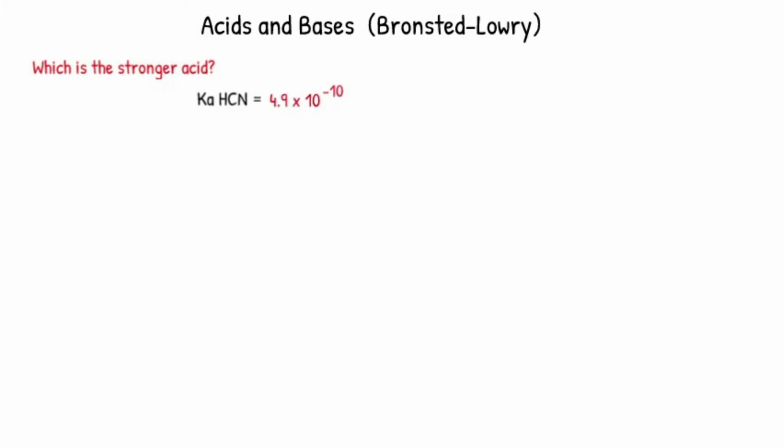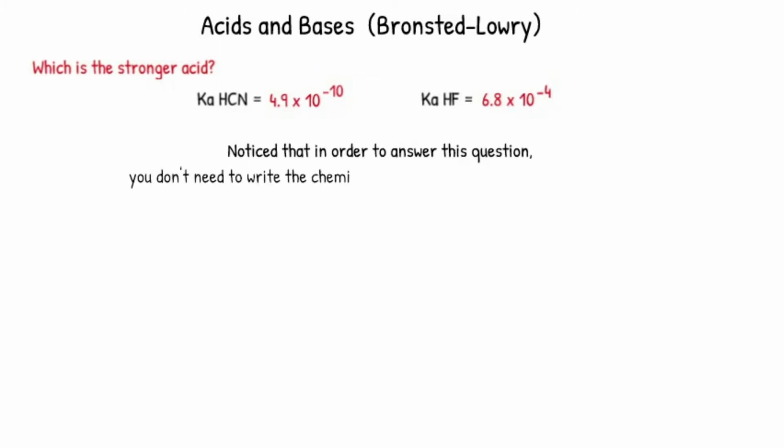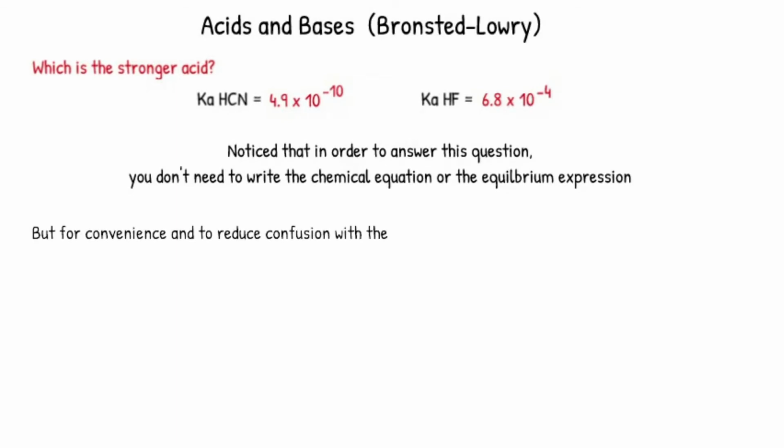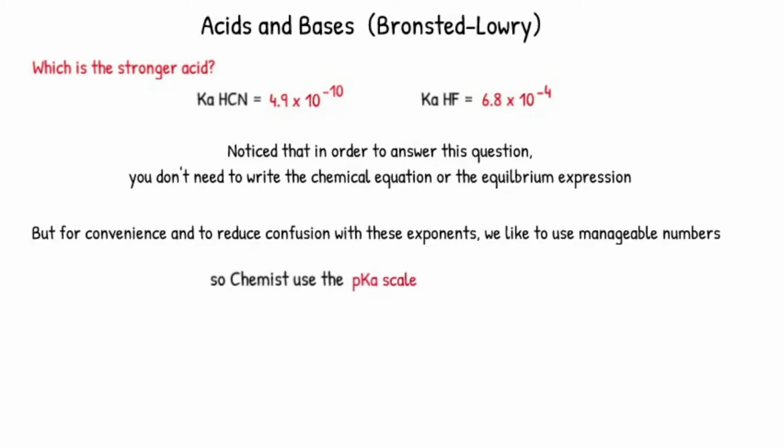Ka of HCN is equal to 4.9 times 10 to the minus 10, and the Ka of HF is equal to 6.8 times 10 to the minus 4. Notice that in order to answer this question, you don't need to write the chemical equation or the equilibrium expression. But for convenience and to reduce confusion with these exponents, we like to use manageable numbers. So chemists use the pKa scale. The pKa is equal to the negative log Ka.